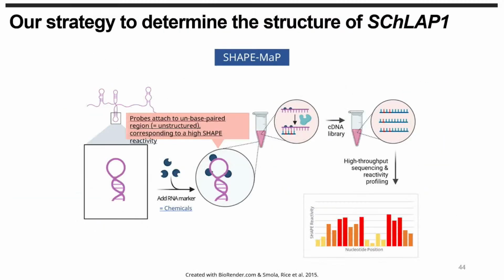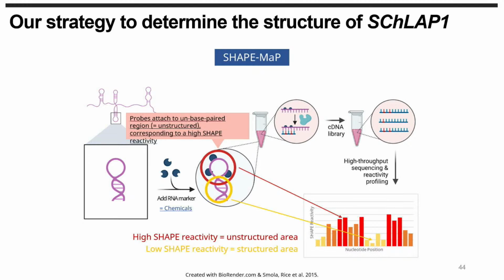So again, here's our strategy to determine the structure of SChLAP1: SHAPE-MaP. And we are adding an RNA marker. They are just chemicals. When we add the RNA marker to our RNA, those chemicals attach to unbase-paired or unstructured regions, corresponding to a high SHAPE reactivity. So here, high SHAPE reactivity, or modified region, corresponds to unstructured area, and here the unmodified region, or low SHAPE reactivity region, corresponds to structured area.